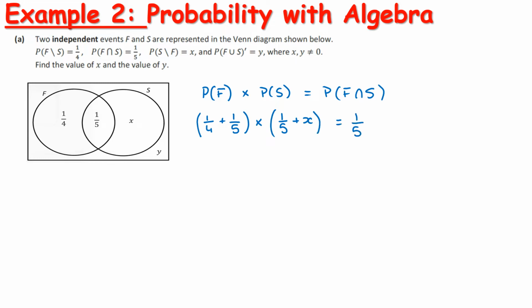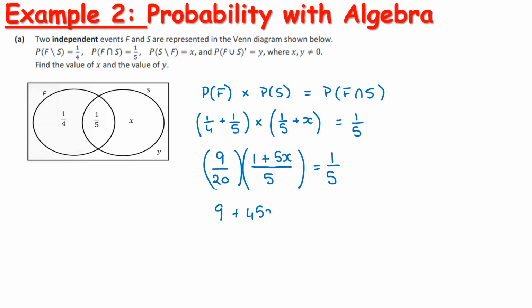So we're going to do a little bit of cleanup there. Put that into your calculator and get 9 over 20. I'm going to drop the multiply sign and get a common denominator. So that's going to be 1 plus 5x over 5. That's just making a common denominator. And that equals 1 over 5. So multiplying that out, we get 9 plus 45x over 100 equals 1 over 5. Let's multiply both sides by 100 to get rid of the fractions. These cancel. We're left with 9 plus 45x.